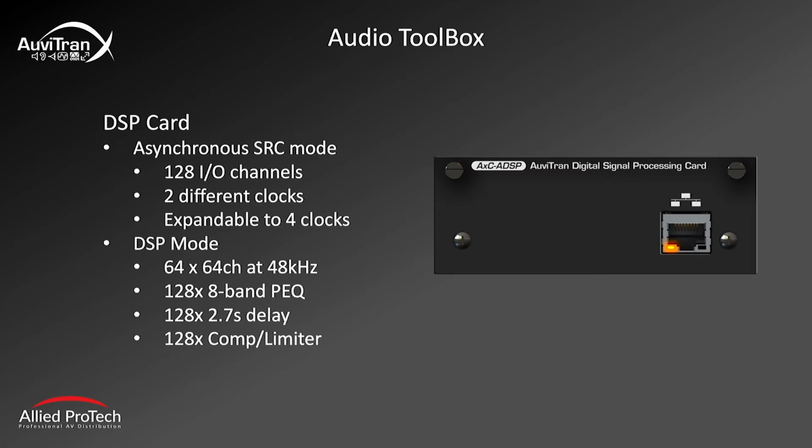In DSP mode, you can use this as 64 separate mixers with 64 audio inputs, and you can apply up to 128 8-band parametric EQs, 128 limiters and compressors, 128 blocks of delay, each with up to 2.7 seconds, giving you a total of 350 seconds of delay. That's all at 48 kHz. If you want to run at 96, then you halve those numbers, a 32 by 32 mix at 175 seconds of delay, and so on.